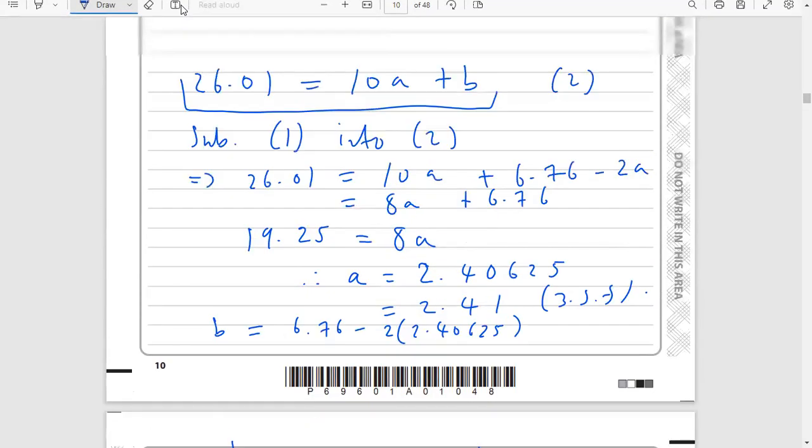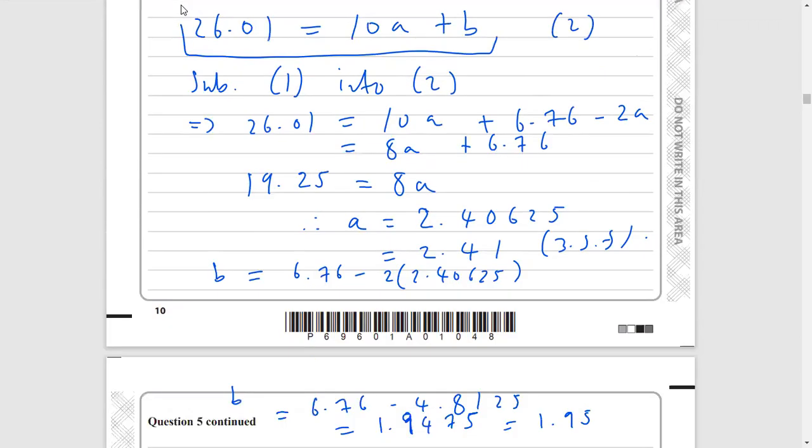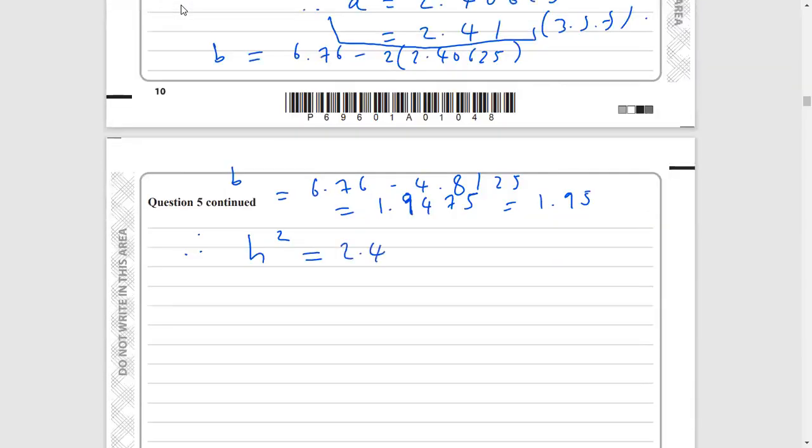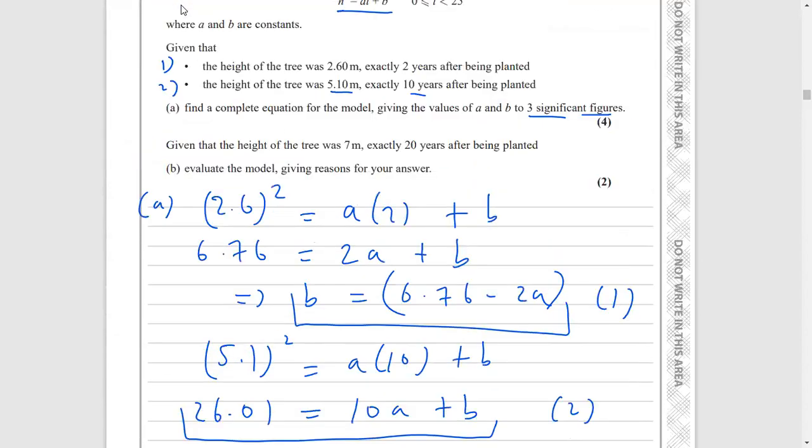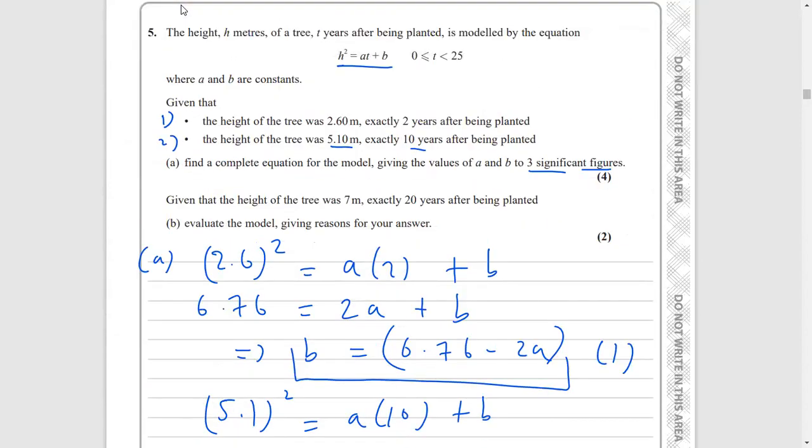So plug in the a, which we know from over here is that result there, 2.41. So h squared equals 2.41t, and then plus the b, which is 1.95 to 3 significant figures. So that would be our formula, part A of the question. So we've done that part. And then the next part of the question, so given that the height of the tree was 7 meters, exactly 20 years after being planted, evaluate the model giving reasons for your answer.